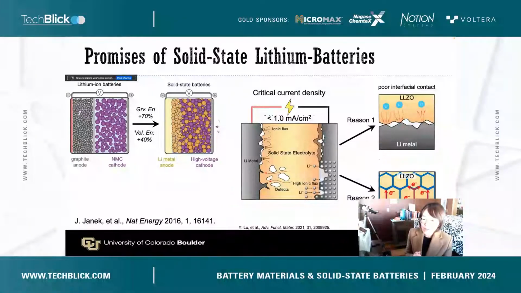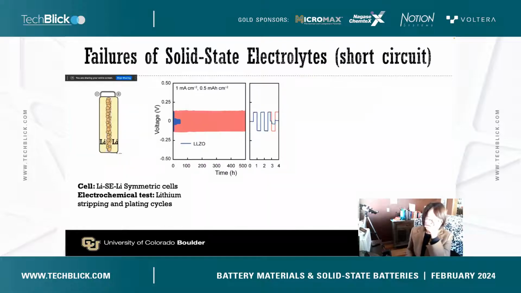However, we do see a lot of failure at the interface between the solid electrolyte and the lithium, and also between the cathode and the lithium metal. In particular, I want to mention the interface against the high voltage cathode in 5 minutes. So let's take a look at what the failures are.